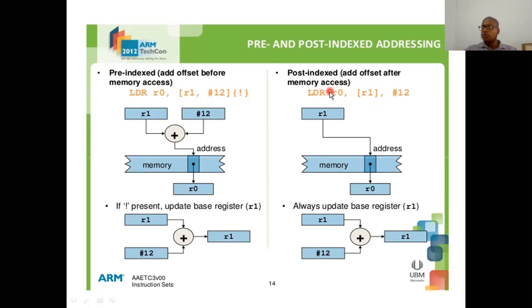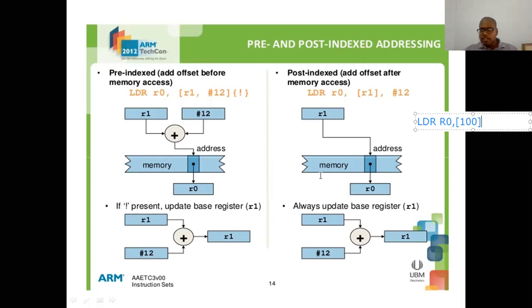That means what we are trying to do here, R1 is a register. Consider R1 has a value of 100. Then I will replace this R1 with 100. So it becomes LDR R0, comma, content of 100. Now this particular 100 will be considered as an address of a memory location.